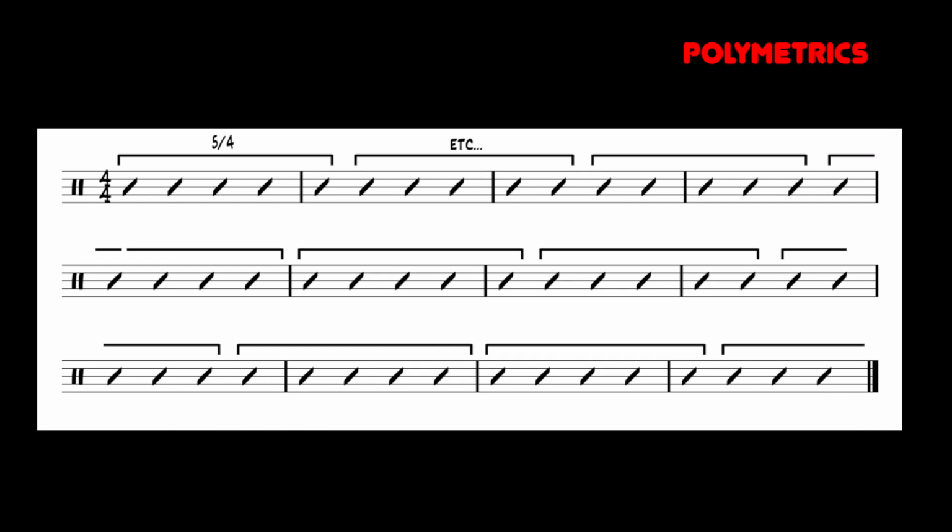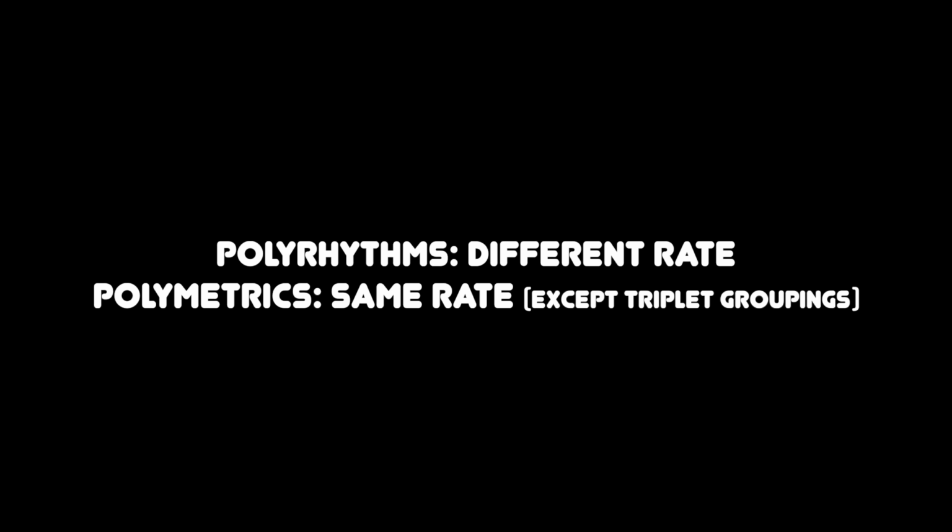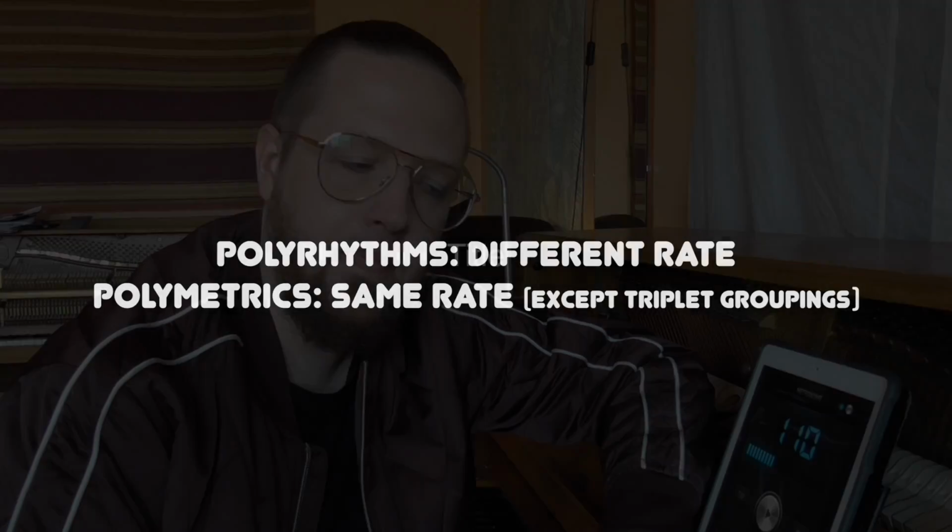Polymetrics, on the other hand, is a sequence of something, a time signature or a grouping of notes that goes on for a little bit longer. You could think of it as polyrhythms are two rhythms with different rate going on at the same time, and polymetrics are two sequences in the same rate going on at the same time, parallel, except for triplet groupings, which we will talk more about.